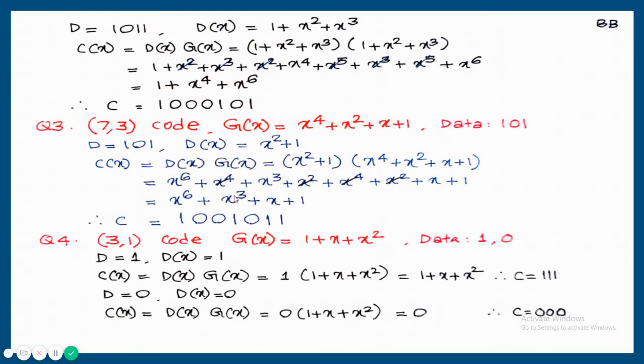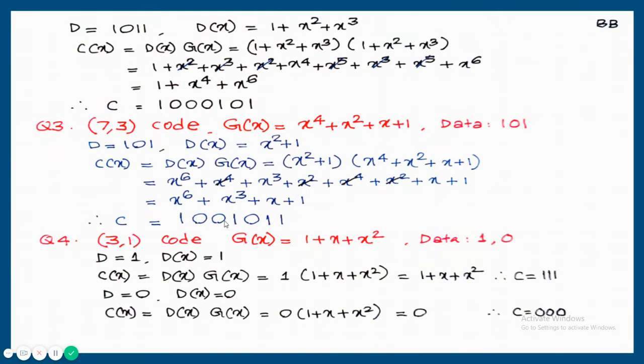Fourth question, 3,1 code with the generator polynomial 1 plus x square. 3,1 indicates that there is only 1 bit data. So both data are written here, 1 and 0. First d is equal to 1, corresponding polynomial is 1. C of x is equal to d of x into g of x. So 1 into 1 plus x square. So answer is 1 plus x square. So the code will be 1, 1, 1.